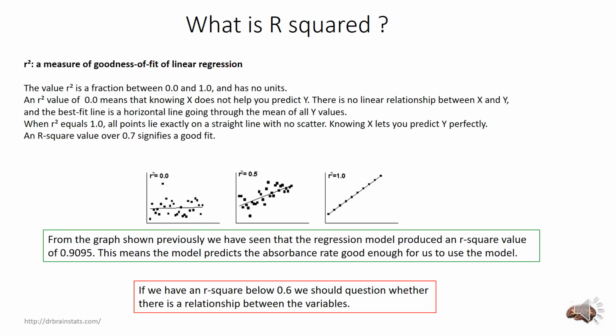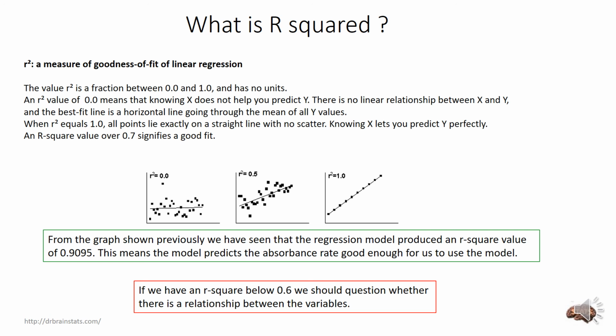So what is R squared? R squared is a measurement of the goodness of fit of linear regression. It gives a fraction between 0 and 1 and has no units. An R squared value of 0 means that knowing x does not help you predict y. There is no linear relationship. Whereas with an R squared of 1, all points lie exactly on a straight line with no scatter. Knowing x lets you predict y perfectly.